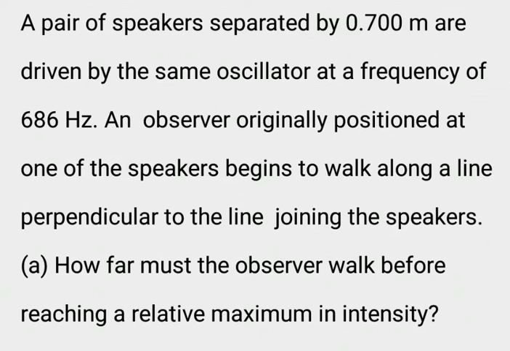Chapter 2, Question 8. A pair of speakers separated by 0.7 meter are driven by the same oscillator at a frequency of 686 Hz. An observer originally positioned at one of the speakers begins to walk along a line perpendicular to the line joining the speakers. Part A. How far must the observer walk before reaching a relative maximum in intensity?